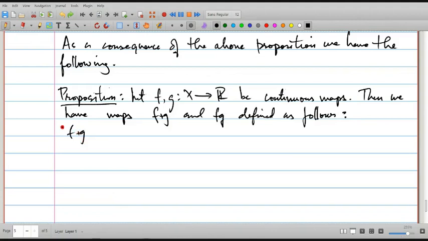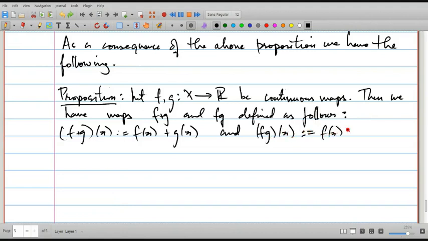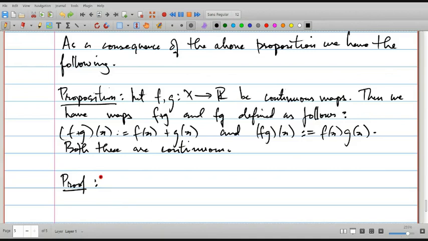So f plus g of x is defined to be f of x plus g of x, and fg of x is defined to be f of x times g of x. So the claim of the proposition is both these are continuous. So the proof is easy, and it combines what we have proved so far.